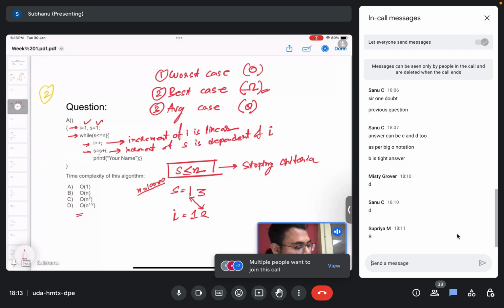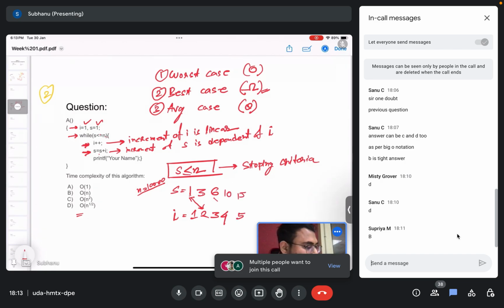When i is equal to 3, s is also 3, then you check whether 3 is less than or equal to n or not. You come to i is equal to i plus plus, that means i will be 3. Then s is equal to s plus i. What was the value of s? That was 3, and the value of i is 3 now, so it will become 6. For i equal to 4 it will become 4 plus 6, that is 10. For 5 it will become 10 plus 5, that is 15.